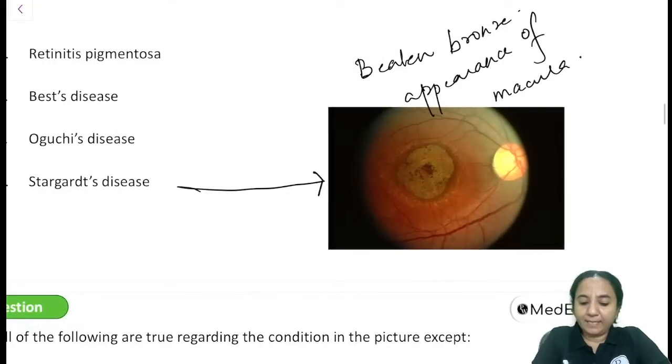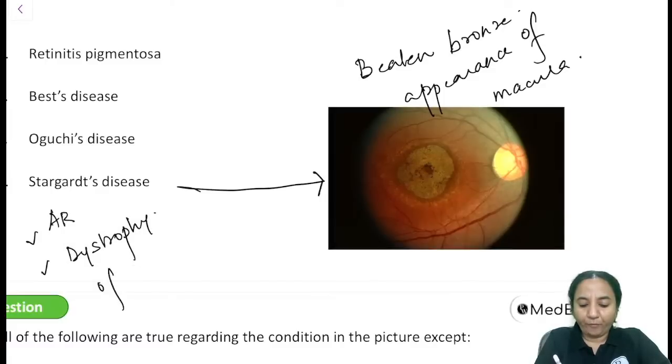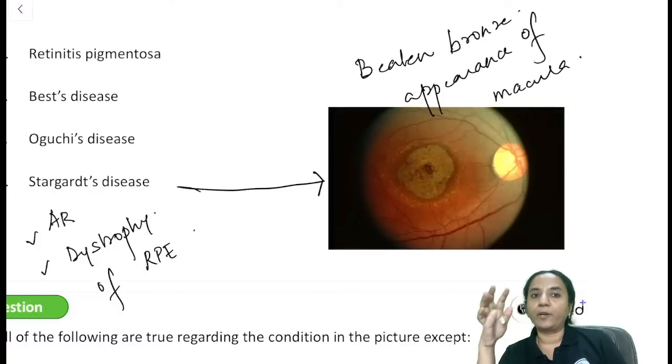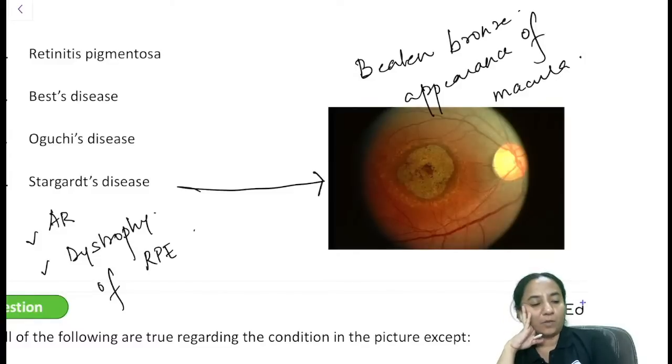Stargardt's disease has autosomal recessive inheritance, and it is a dystrophy of the RPE. Because it affects the macula, the patients have poor vision since childhood, and you have this kind of a shiny appearance of the macula, which is called the beaten bronze appearance of the macula.